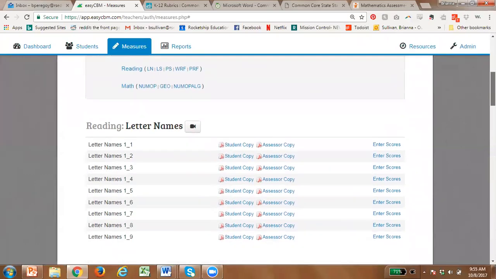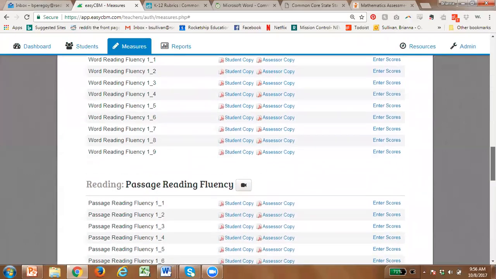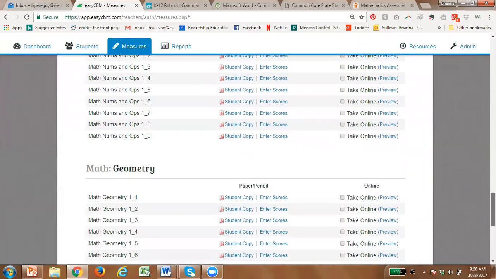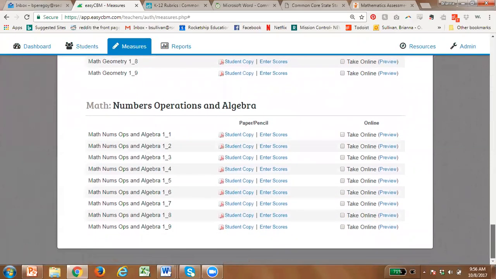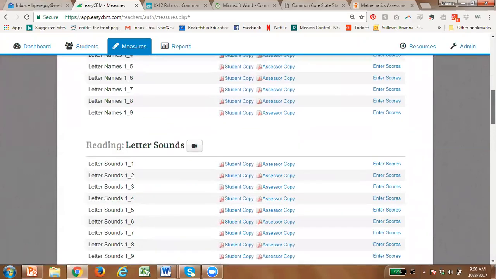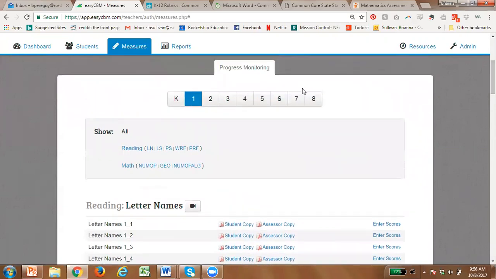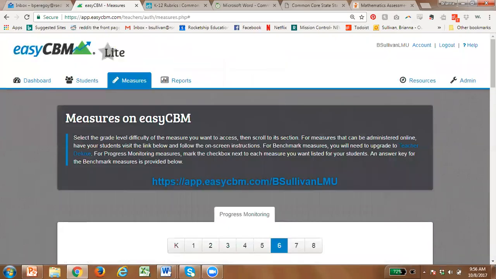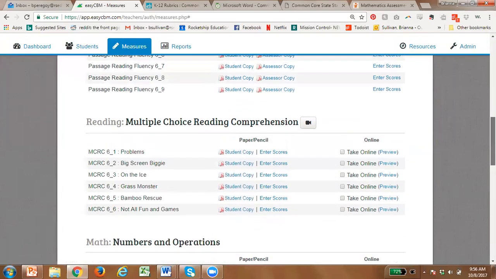So going back to first grade, we actually have letter names, letter sounds, phoneme segmenting, word reading fluency, passage reading fluency, and then for math, numbers and operations, geometry, and algebra. So the topics change based on the grade level of the student. But once you pick the one you're going to give, there's a couple of things you can do here.